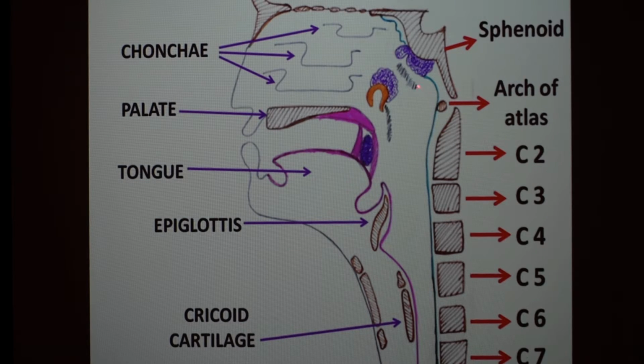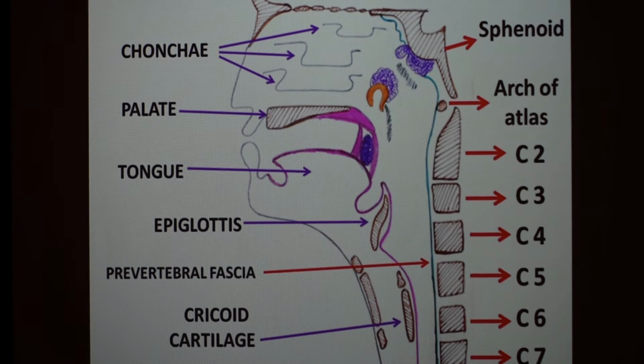In front of the vertebral column, as you all know, this blue line which I have shown here, it is the part of the prevertebral fascia. So the pharynx is lying in front of the prevertebral fascia, separated from it by a thin layer of loose areolar connective tissue.